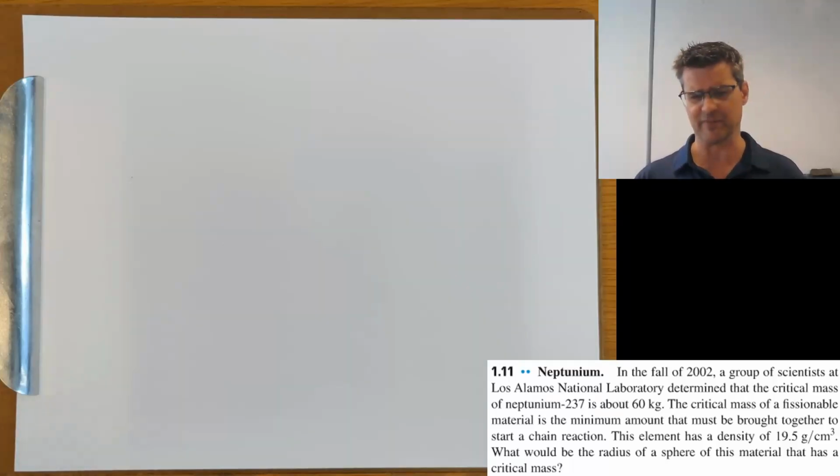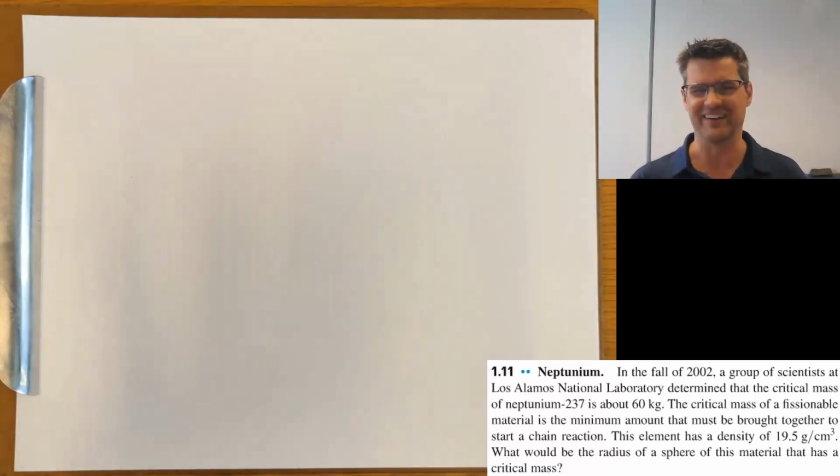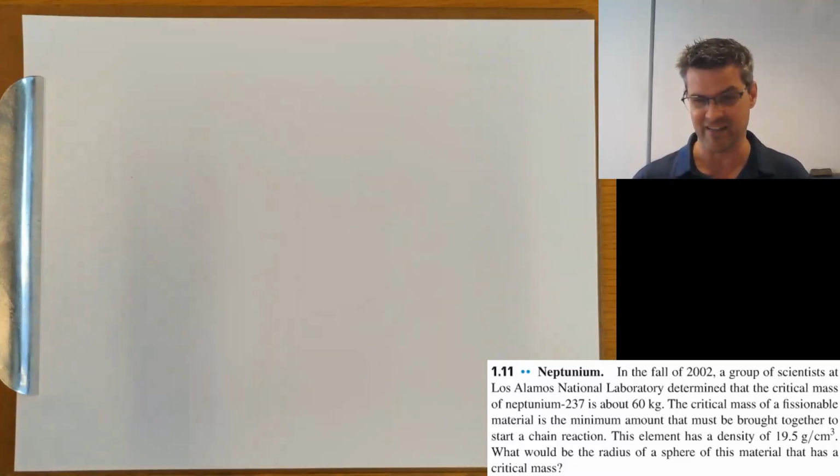So say we're looking at a problem like this. In this problem, those same Manhattan Project scientists were at Los Alamos, and they found that if you have a certain mass of neptunium that's bigger than 60 kilograms, it will start to fission, and it will become a bomb, or it will become a nuclear reactor or something like that. And this neptunium has a certain density, so we know a mass and we know a density. We would like to figure out how big of a sphere of neptunium we need to have this critical mass.